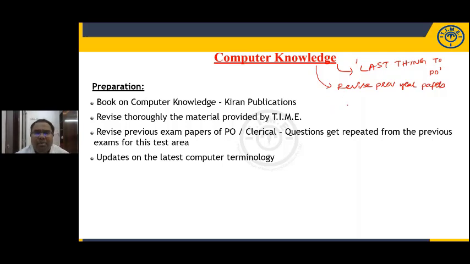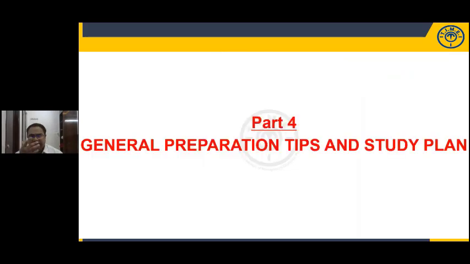What is the syllabus? Your basic computer architecture, input and output devices, software concepts, internet, MS Office, MS Word, MS Excel, MS PowerPoint, your operating system, networks, DBMS. A very limited syllabus in computer knowledge. So there is a very fair chance that questions get repeated. We keep telling students to revise thoroughly the material provided. Also, there's a book by Kiran Publications. Revise that book, and also revise previous year papers. Right? So, general preparation tips and study plan is the last thing we are looking at. Another 15 minutes and we'll wind up the session.